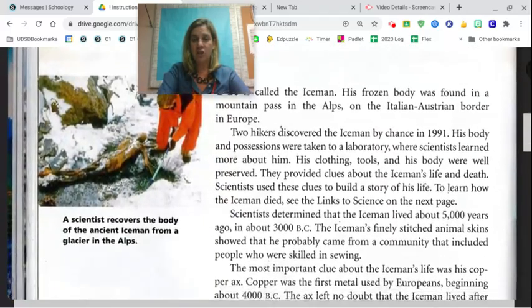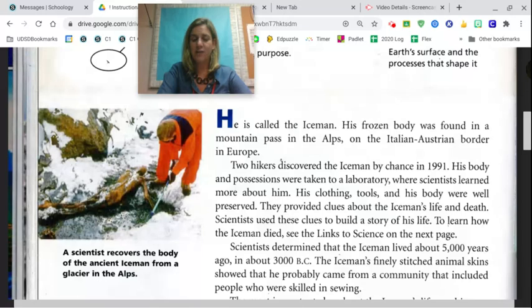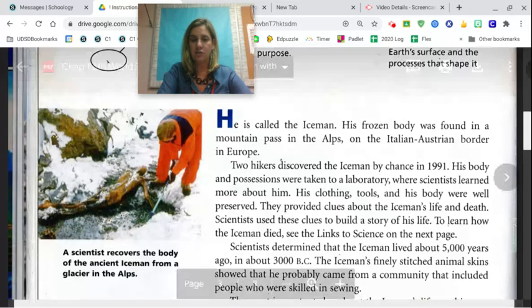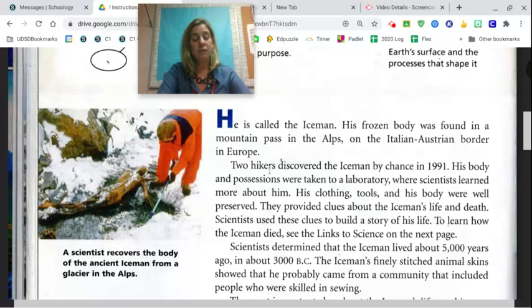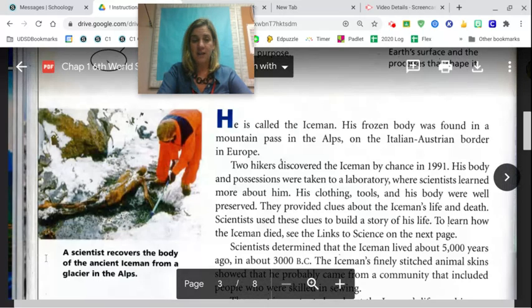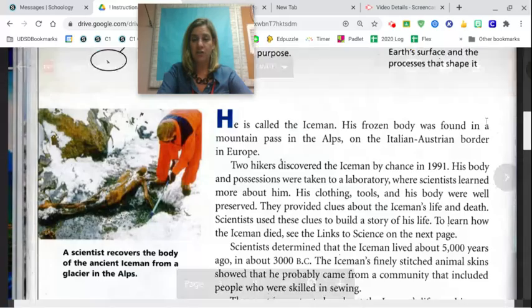Here is your introduction. But remember I said I'm saving it for the end because I think it's really interest building and I don't really want to take time to read something this long right now. But if you like, you can jump in and read that first paragraph. I do want to check out this caption. A scientist recovers the body of the ancient Iceman from a glacier in the Alps.